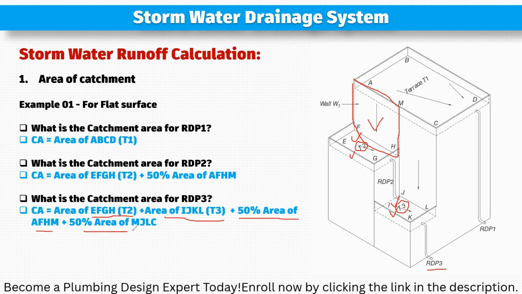and 50% of the area MJLC, this one. So 50% of this, 50% of this, and T2 plus T3. This will be the catchment area for RDP3. Okay, so this is how you will calculate the catchment area for flat surfaces.